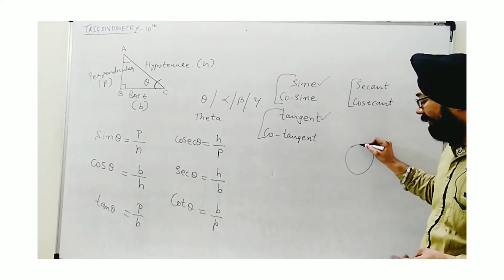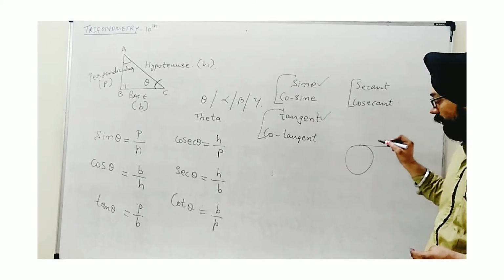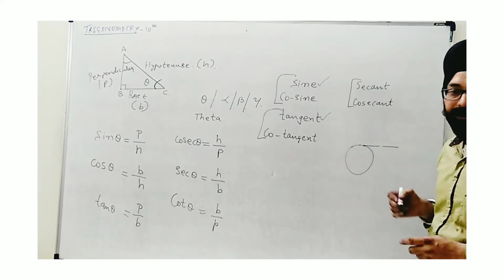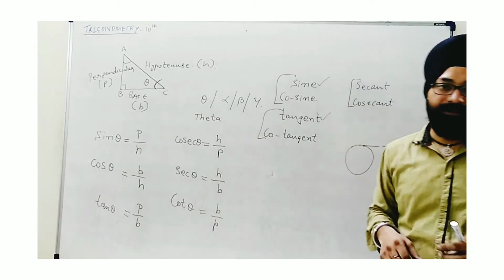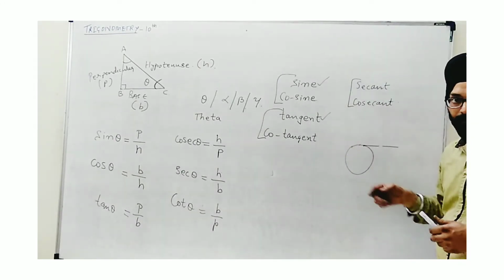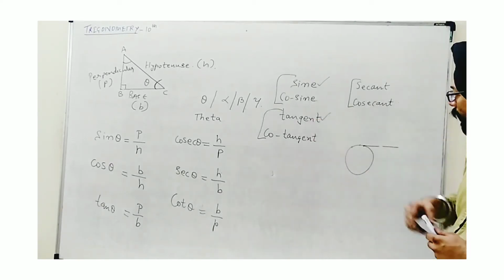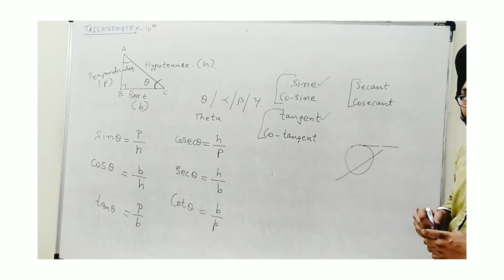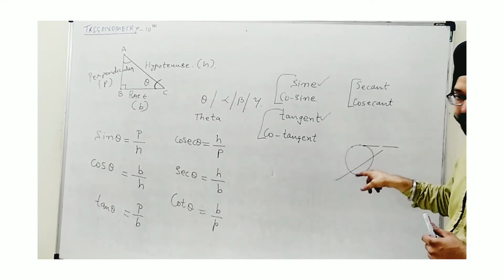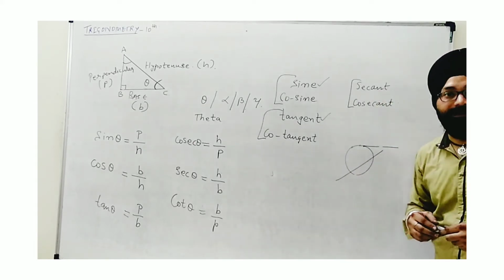Tangent. I hope that you know it well. If a circle or any curve, not only a circle, any curve is drawn, and a line or line segment touches it at one point only, by concept that is not an intersection, it touches at one point only. So this line segment is known as tangent. Secant: such a line segment or line which intersects a curve or circle at two different points is known as secant.